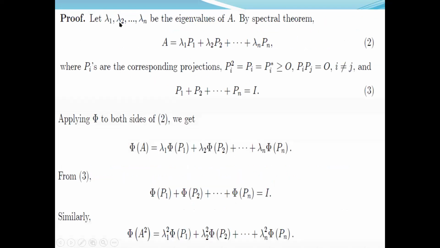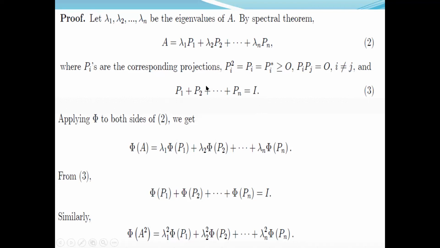Now let lambda 1, lambda 2, ..., lambda n be the eigenvalues of A. By the spectral theorem, which we have discussed in the first lecture on the first day, A can be written as lambda 1 P1 plus lambda 2 P2 plus ... lambda n Pn, where the Pi's are the corresponding projections. That is, they are idempotent matrices, they are also Hermitian, also positive semi-definite, and orthogonality is satisfied: Pi Pj is equal to the zero matrix, i not equal to j. And the sum of all these Pi is equal to the identity matrix.